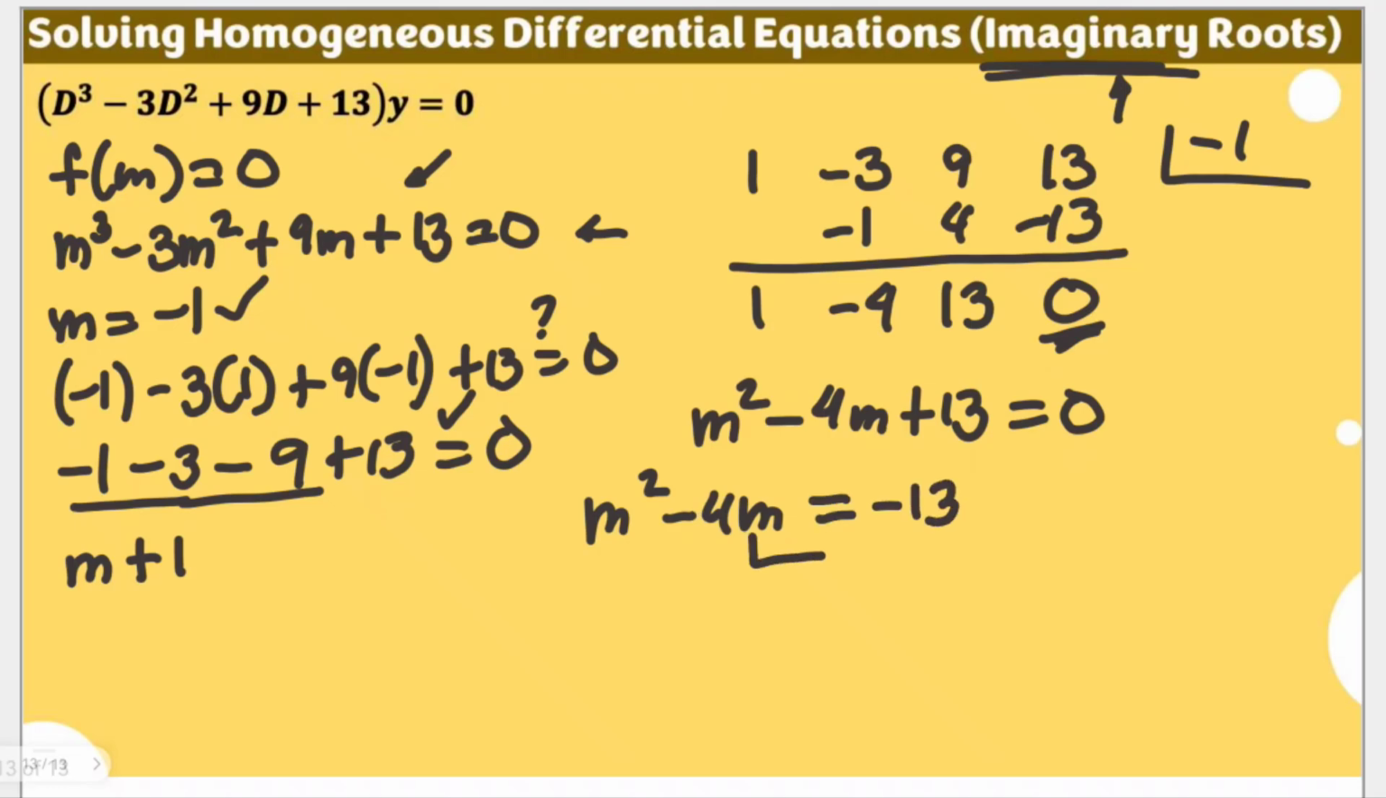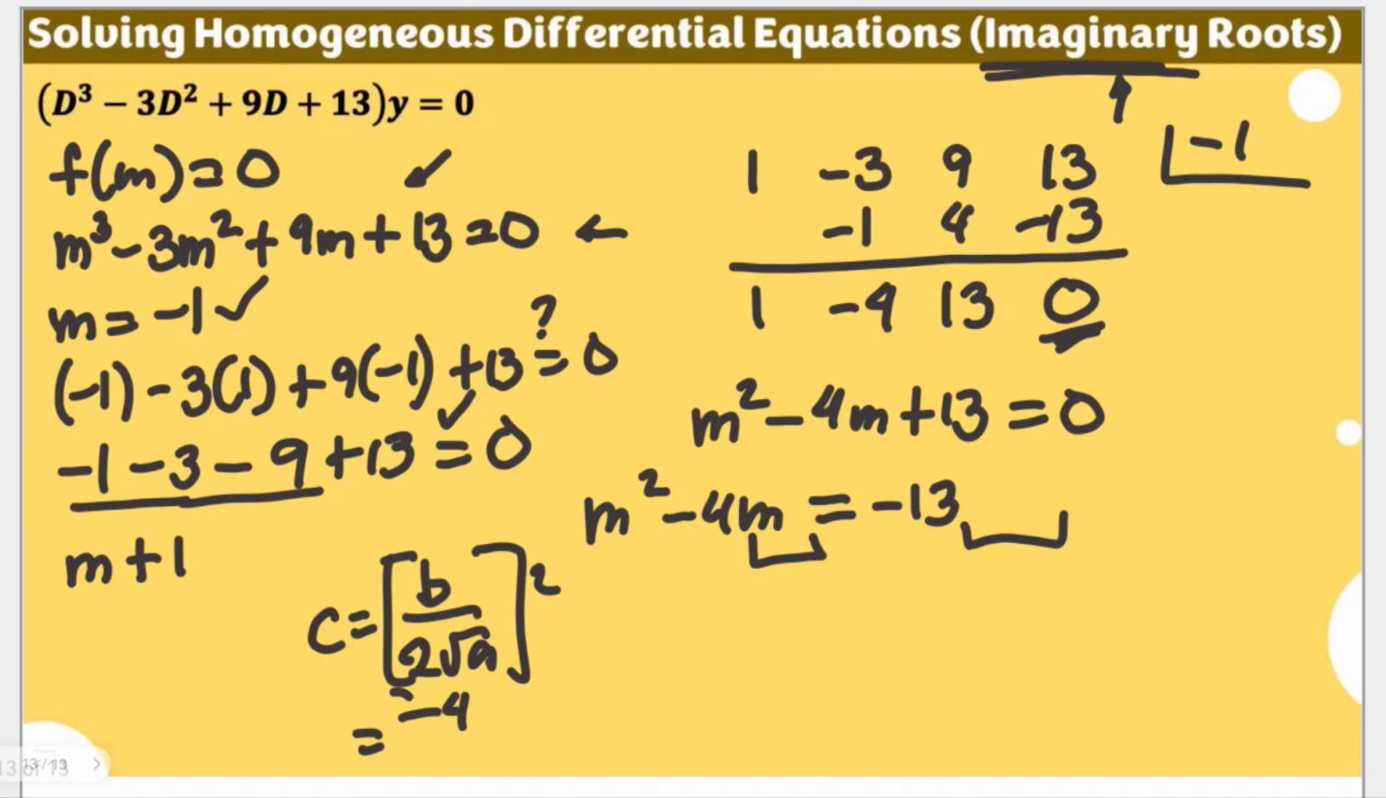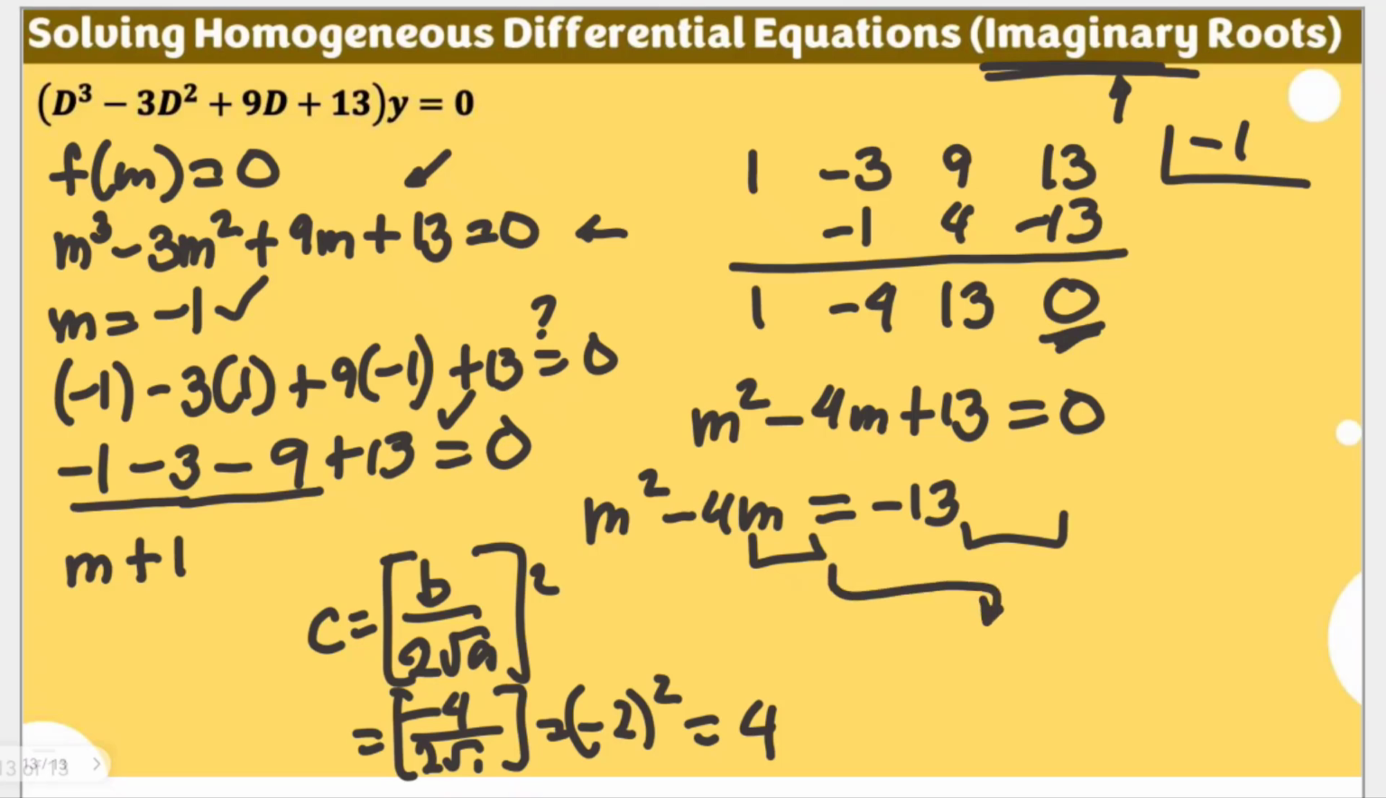I will include here a certain constant and do it on the other side to make the left-hand side a perfect square trinomial. We can do this with this formula: b over 2 square root of a, you take the square of it. Your b is minus 4 divided by 2 square root of 1, so you'll have here negative 2, the square of that. Your c must be 4. So you need to add 4 on both sides of the equation for the completing the square method.